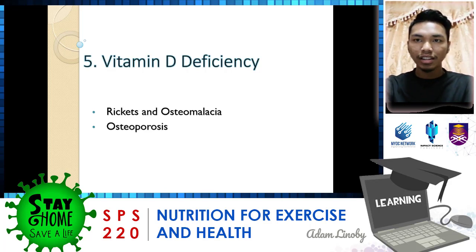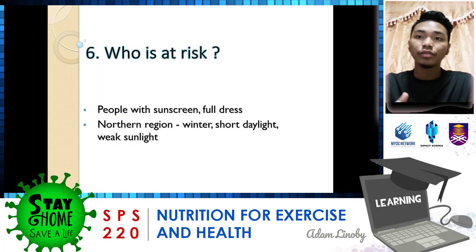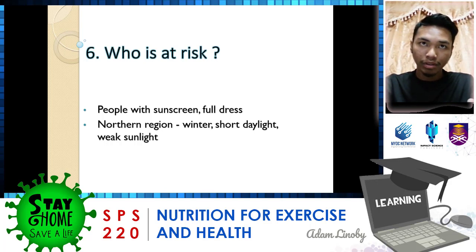And the second disease, if you lack vitamin D, is osteoporosis, which is increased bone turnover, decreased density and risk of fracture. Then who is at risk if we lack vitamin D? There are 2 groups at risk. The first one is people with sunscreen and full dress. The second one is the northern region, such as in winter, with short daylight and weak sunlight.